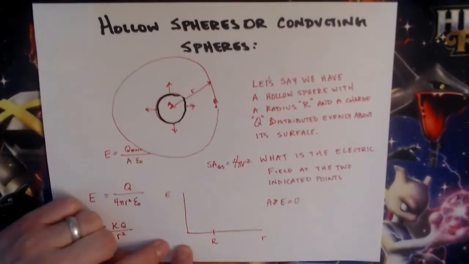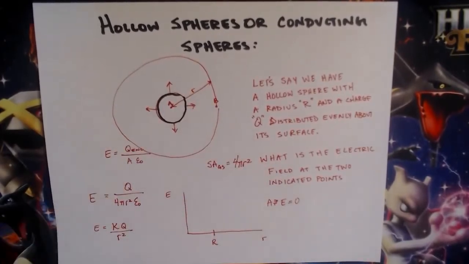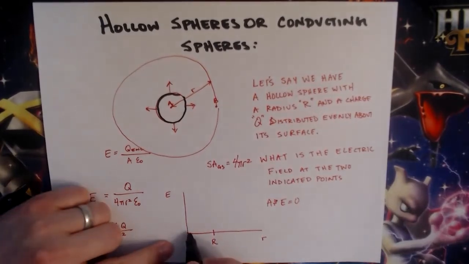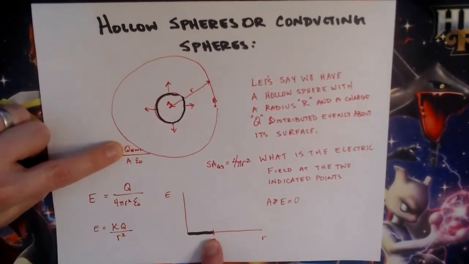Capital R would be the radius of our original sphere, and what we would identify is the electric field inside, all the way up to there, is 0. Anywhere inside a conductor and anywhere inside of a hollow sphere, there is no charge enclosed. It's all on the surface. Therefore, there is no electric field inside because Q enclosed is 0.